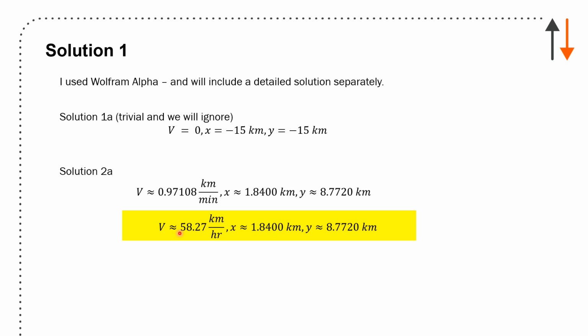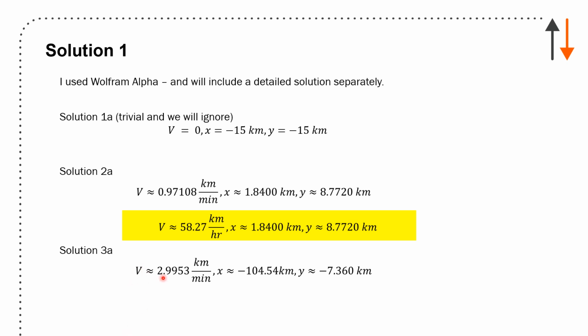Normally, you're not asked for kilometers per minute, you're asked for kilometers an hour. So roughly 58.27 kilometers an hour, 1.84 kilometers, and 8.77 kilometers would be the solution I would put normally on an exam, and that's probably the units you'd be asked for.